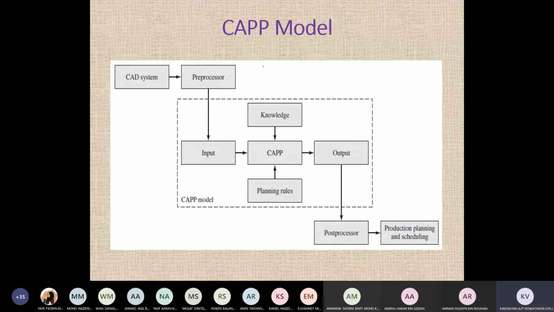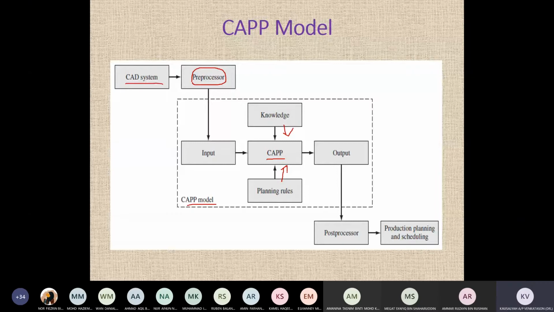So here is what we call a CAP model, whereby you have your CAD system, which is then sent to your preprocessor. In your CAD system, you preprocess, you assign material to your product, you analyze it and everything, and then you bring it into the CAP model. Under your CAP model, you have your input and you have your output. How the CAP model functions is it draws in info from the knowledge as well as planning rules. What these knowledge and planning rules are, we'll see in the next slide.